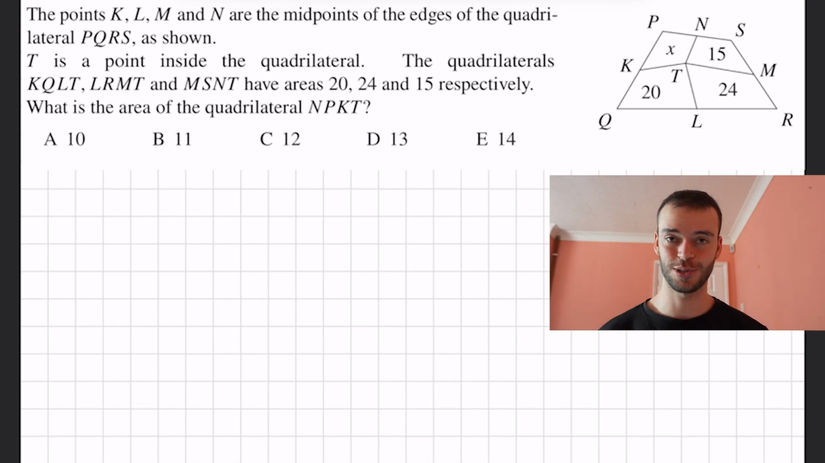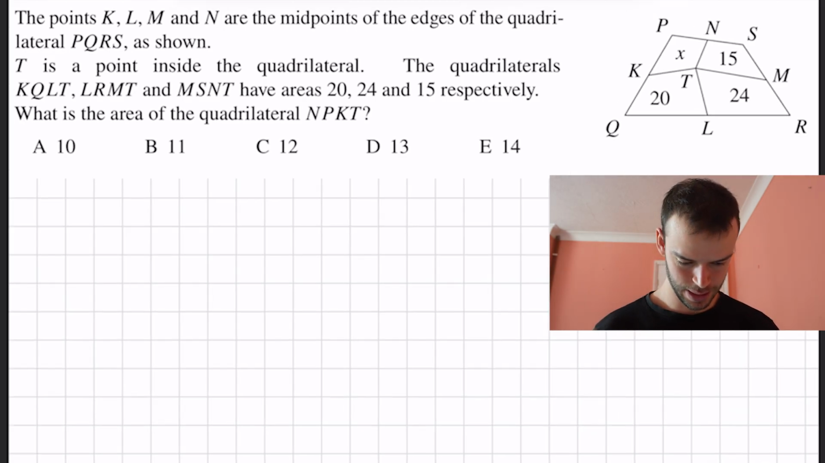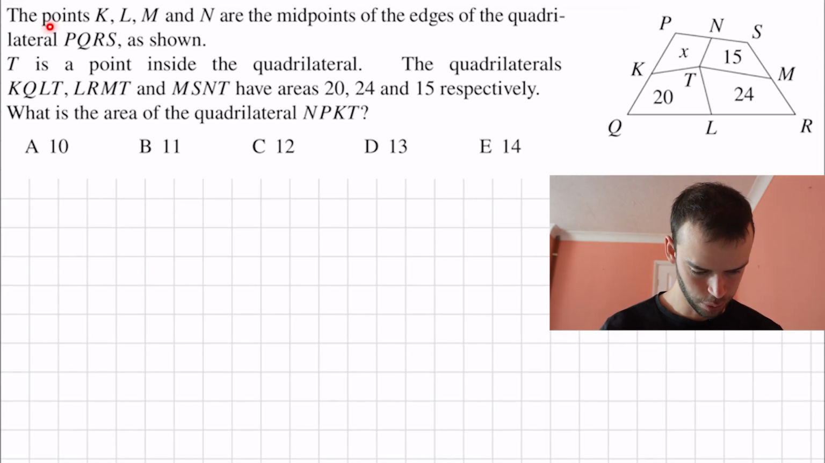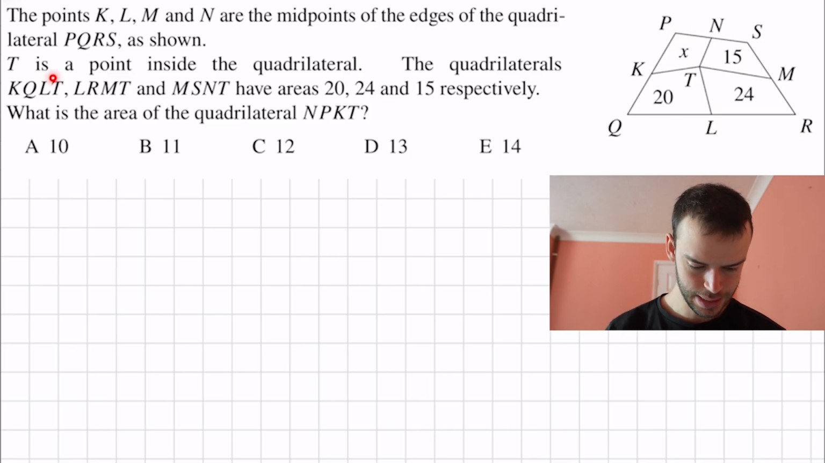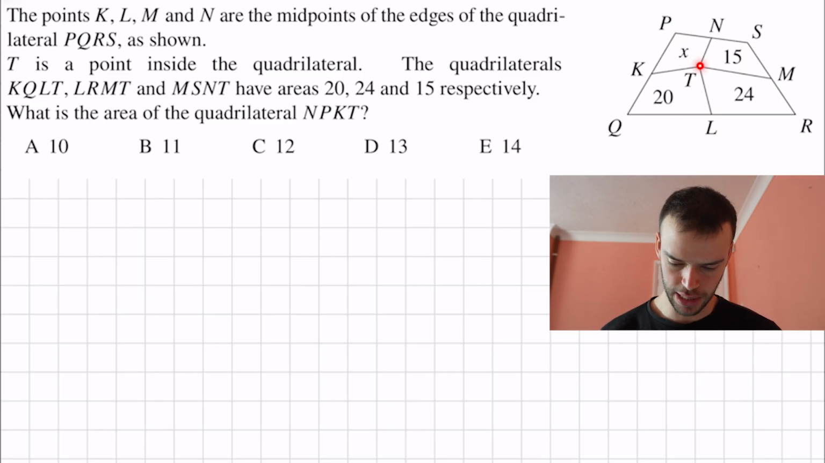So this one looks ridiculously hard. Let's have a read of it together. The points K, L, M and N are the midpoints of the edges of the quadrilateral PQRS. Okay? T is a point inside the quadrilateral, so that's here. The quadrilaterals, this and this, have these areas respectively. What is the area of the quadrilateral NPKT, which is this one?